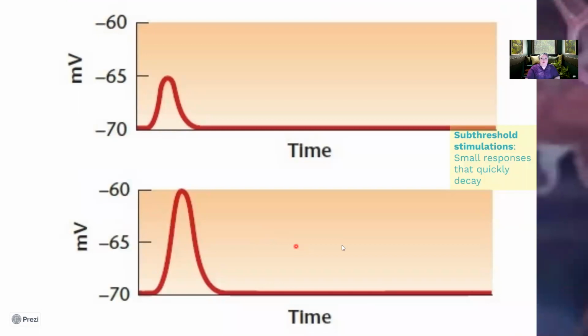These are examples of subthreshold stimulations. So our neuron gets a little stimulation, a little electrical charge, and in this case, it went up by 5 millivolts. And in this case, it went up 10. And normally when it's subthreshold stimulation, that response electrically is going to be small and it's going to quickly decay. So as you can see, this is our time axis right here. It's not lasting very long.